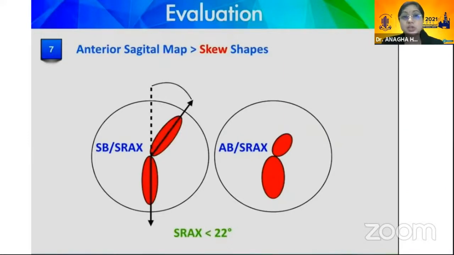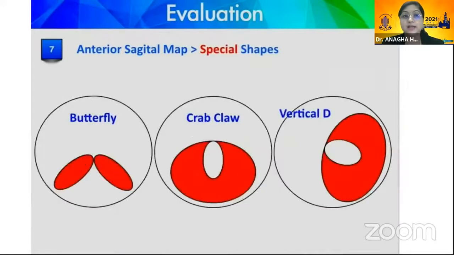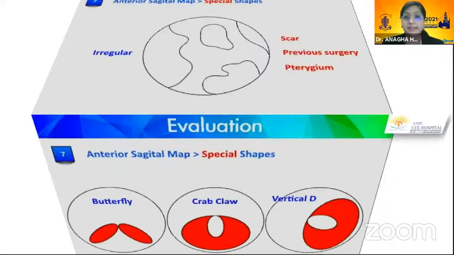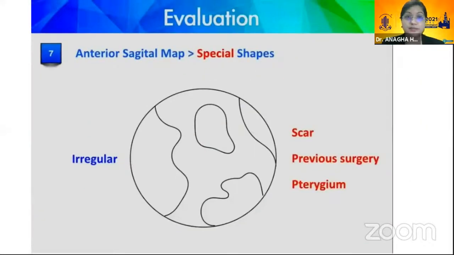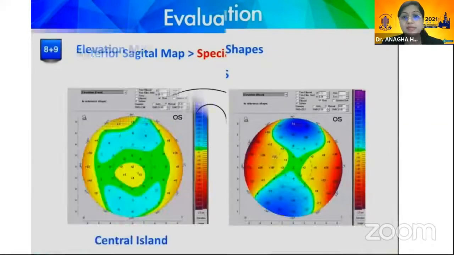You could have a skew shape in which the S-rax should be less than 22 degrees, and there could be special shapes which are more suggestive of ectasia, and these are a strict no-no for refractive surgeries. You could have special shapes like due to scars, pterygium, or previous surgeries.